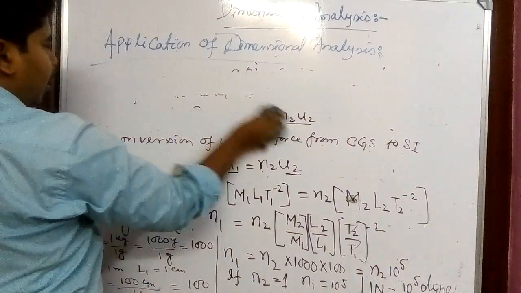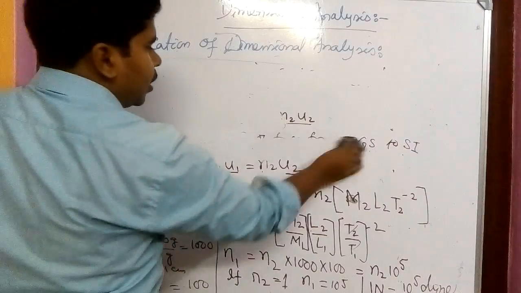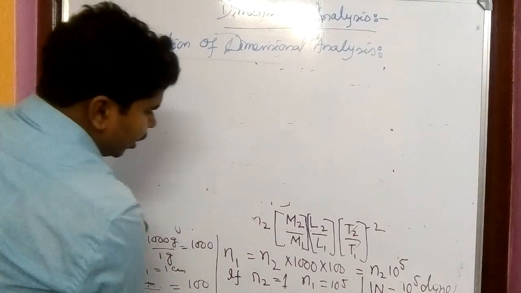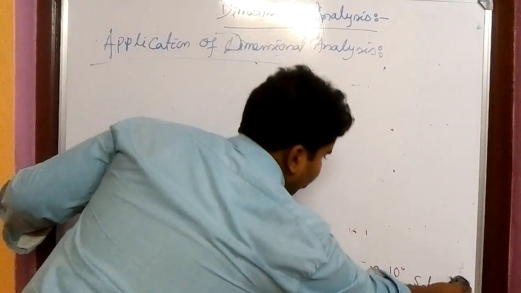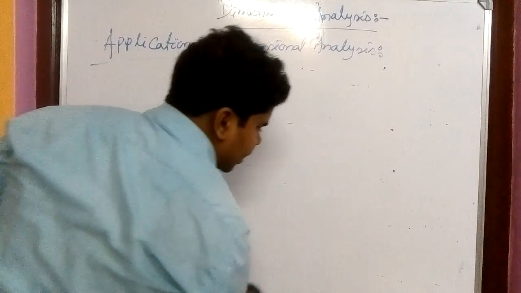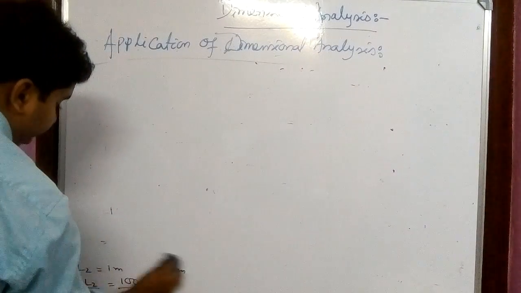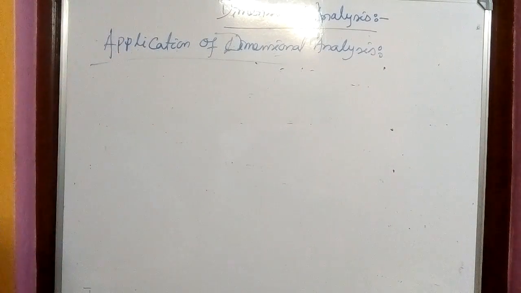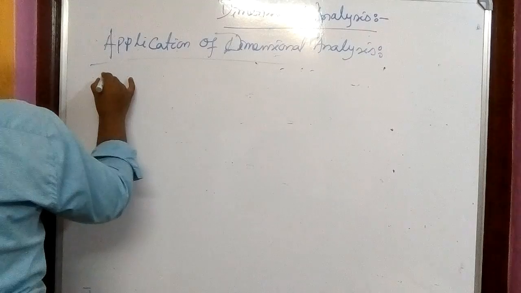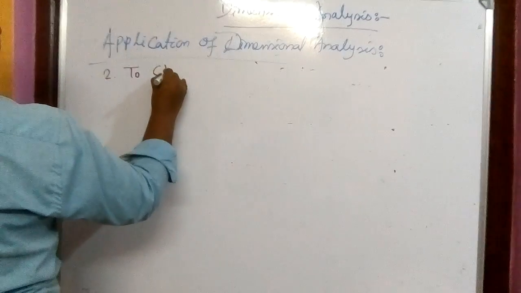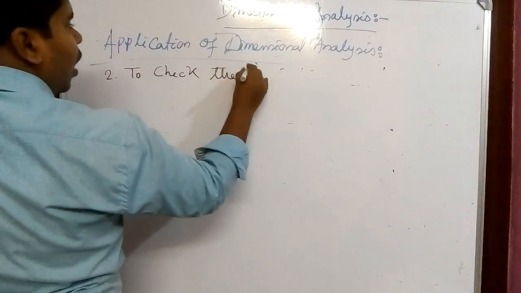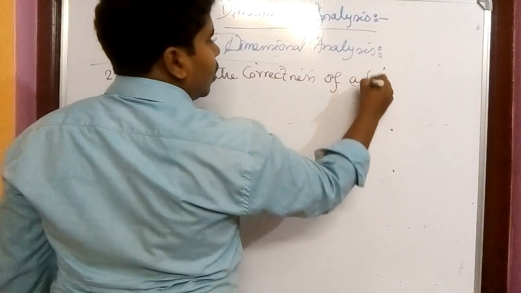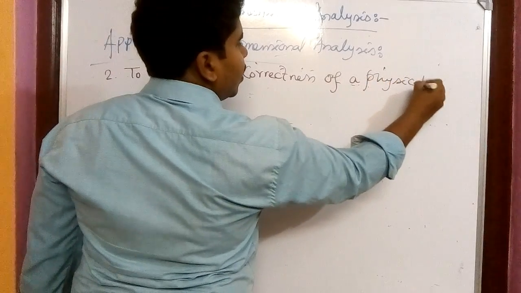Next, so what is the next part? The next part is that by using dimensional analysis we can test whether an equation is right or not. We have written many equations in physics, no? So our next target is to check the correctness of a physical equation.